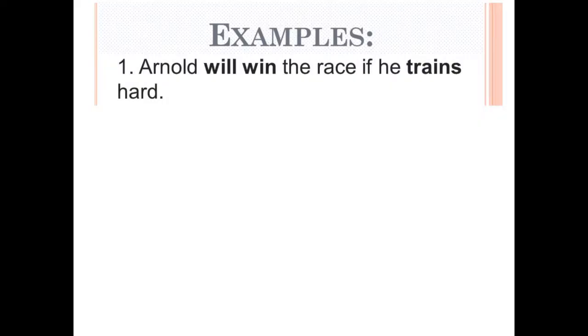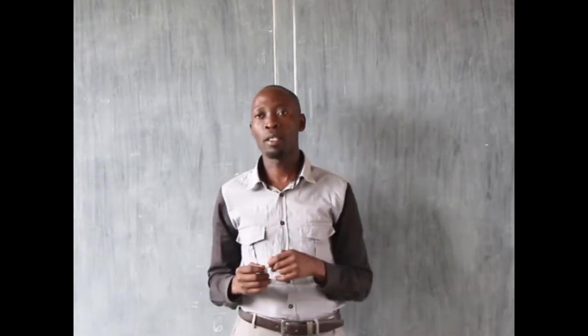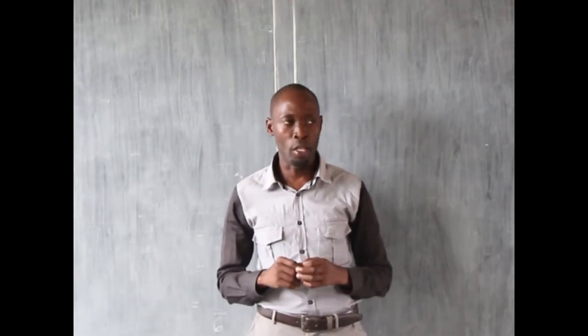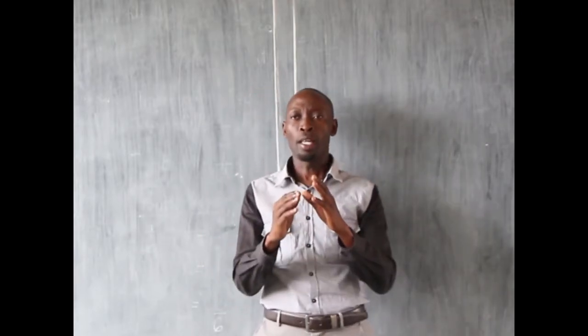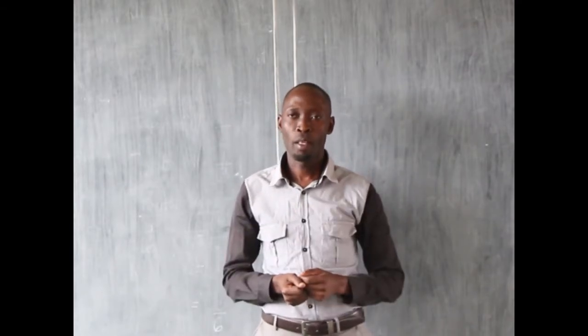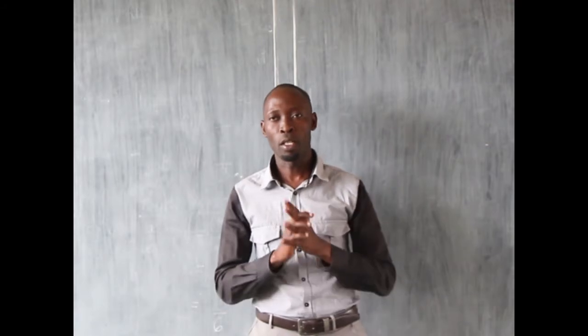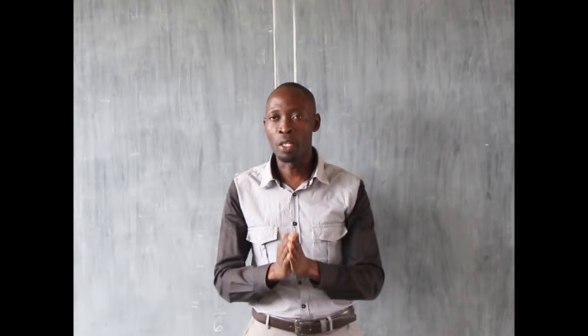Example number 1 says, Arnold will win the race if he trains hard. I have already said that these conditionals can only be identified through the tenses. And as you can look at our sentence, the sentence number 1 I've just read, Arnold will win the race if he trains hard. In this case, you can see that there are those highlighted words, the ones in bold. Arnold will win the race if he trains hard. Will win represents the future simple tense, and trains represents the present simple tense. So those are the only areas that are used to examine tenses.